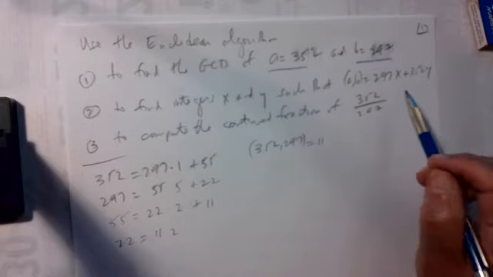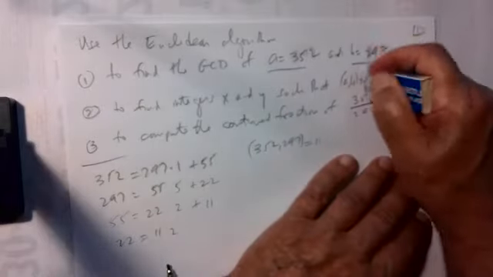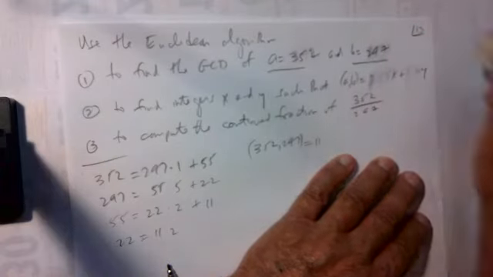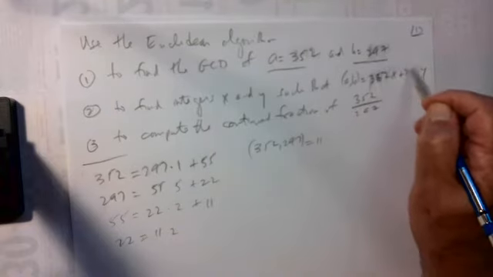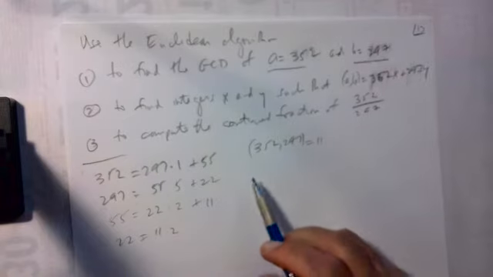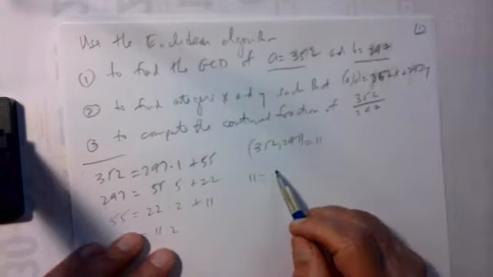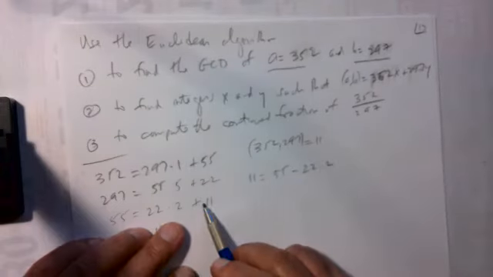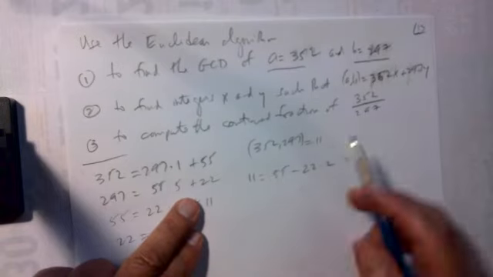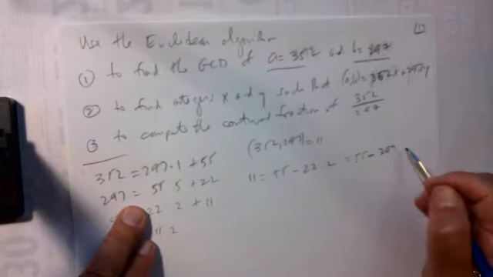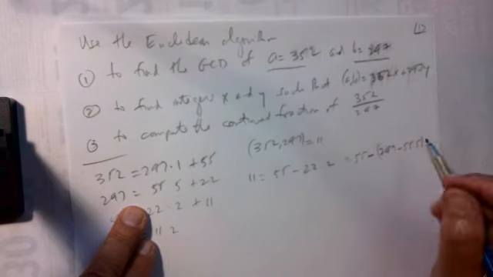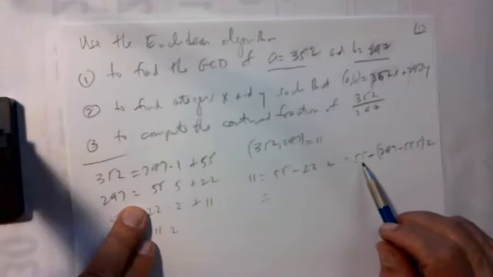And if you want to find x and y such that 11 is 352x plus 297y, I should have written it the other way, but it doesn't matter. You would say 11 is 55 minus 22 times 2. But from this equation, 22 is 297 minus 55 times 5.